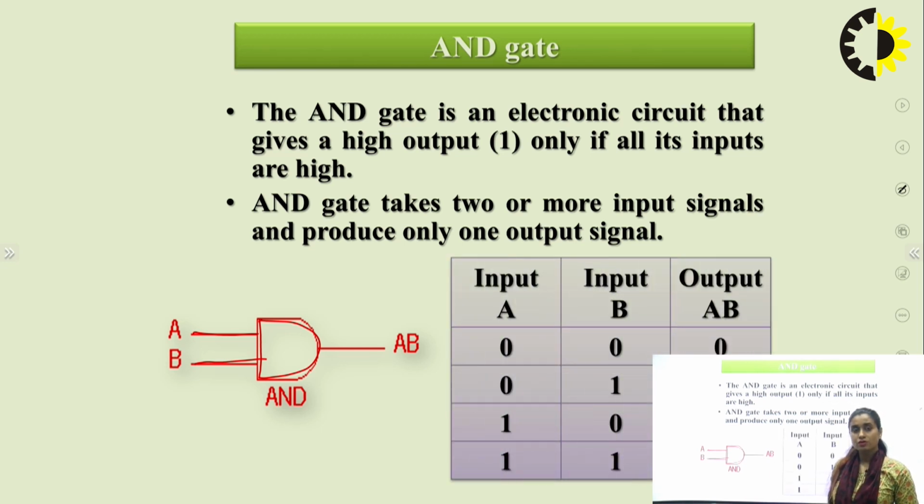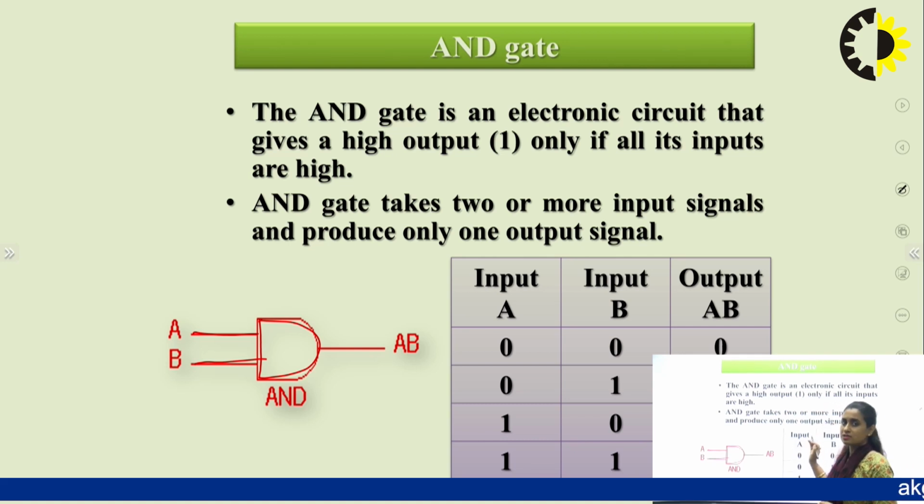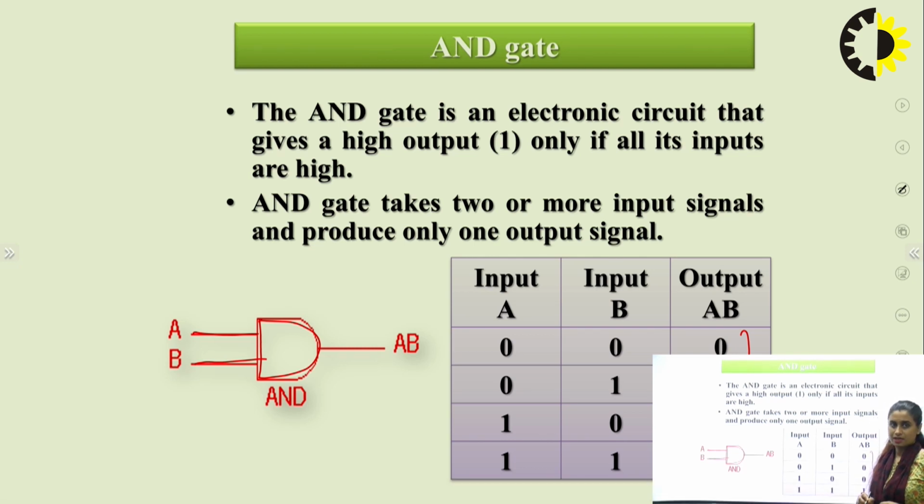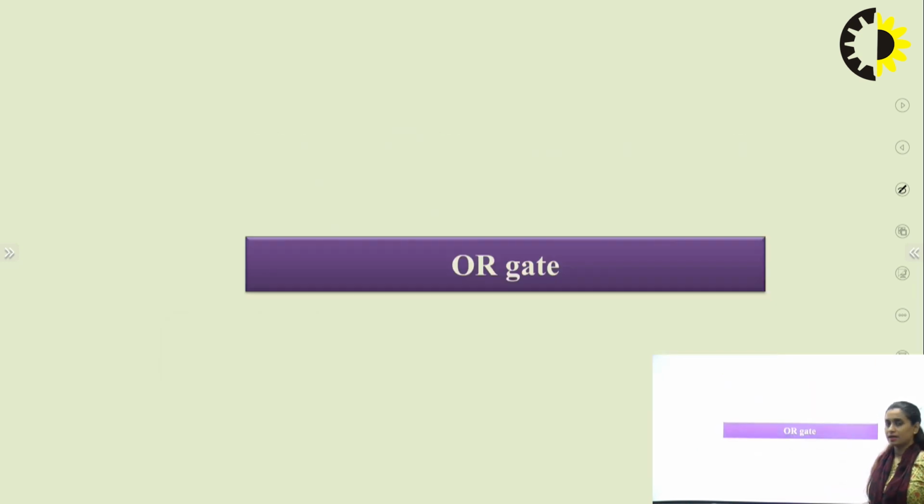If I want to draw the truth table for it, I'll have to draw 2 columns for the inputs, input A and input B, and the output will be A into B. So 0, 0 will give you 0. Everywhere it will be 0 apart from the row where both inputs are 1. Here it is 1, the rest 0, because it is an AND operation, logical multiplication. Output is high only when all the inputs are high.